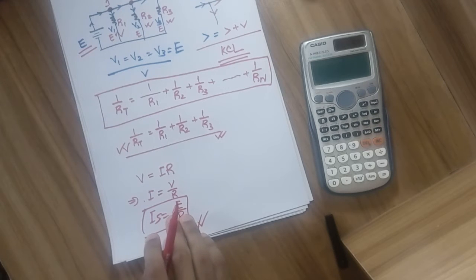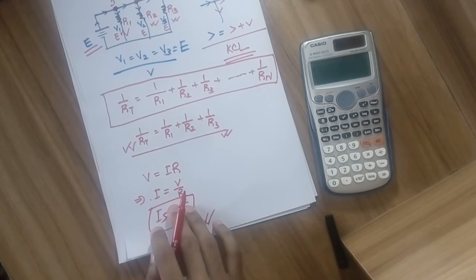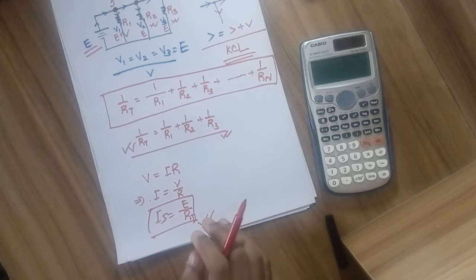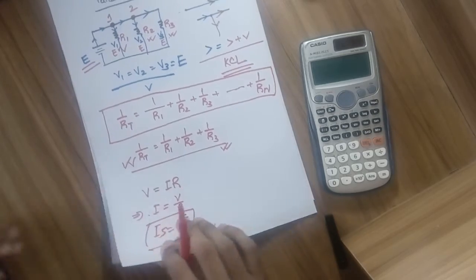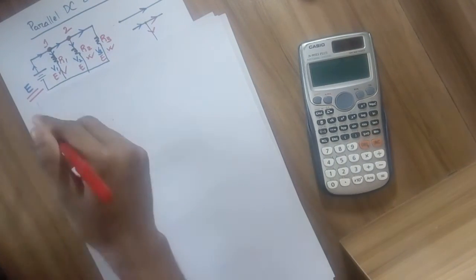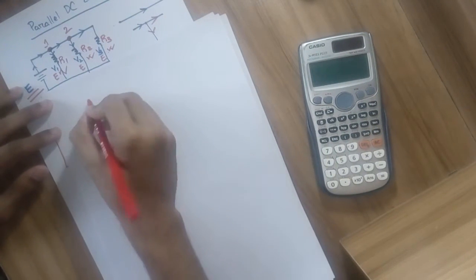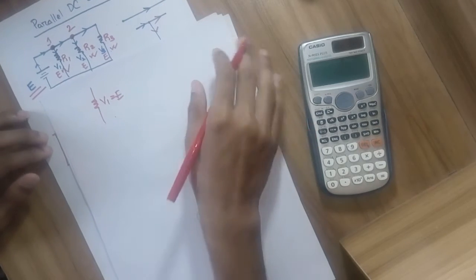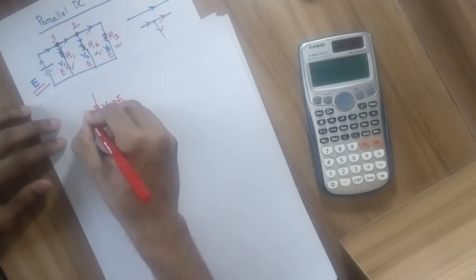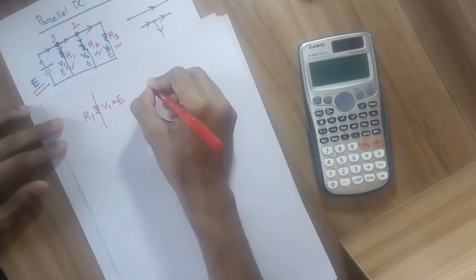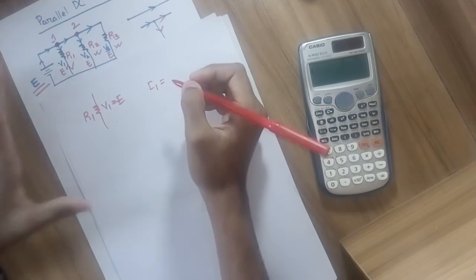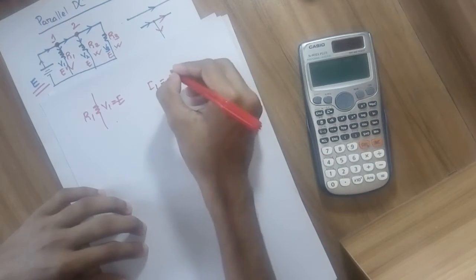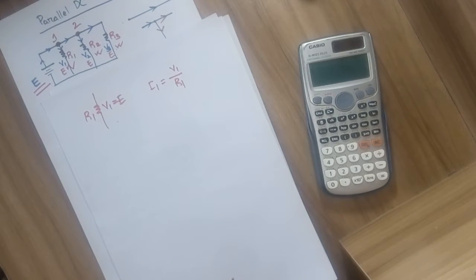Now we need to find the branch current. To find the branch current, we can easily use Ohm's law again. You can see the branch voltage is V1, which is E, and the resistor is R1. So we can easily find the branch current I1 by dividing V1 by R1.